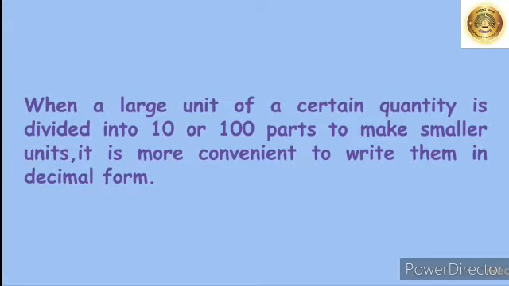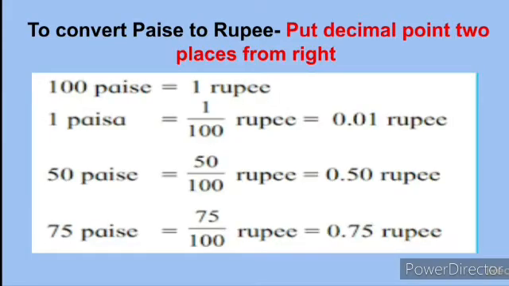I hope everyone has the textbook with them. Open your textbook, page number 54. What they have given: when a large unit of a certain quantity is divided into 10 or 100 parts to make smaller units, it is more convenient to write them in decimal form. We have to write them in decimal form. Now we will see how to write them in decimal form.